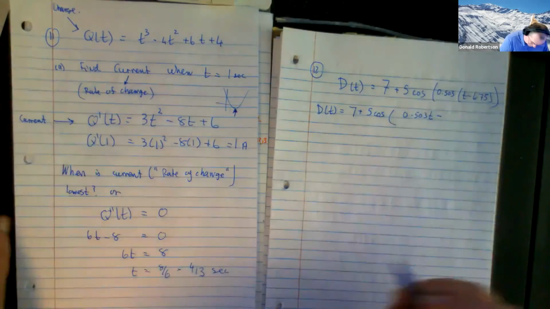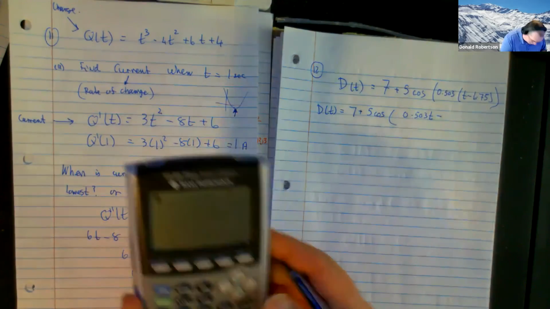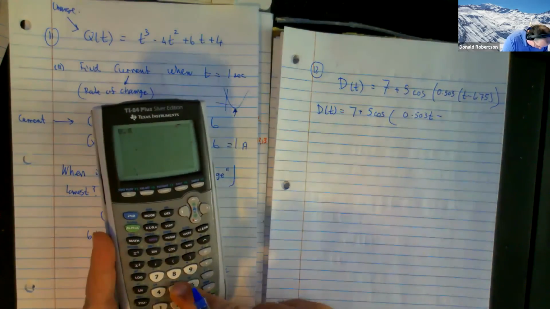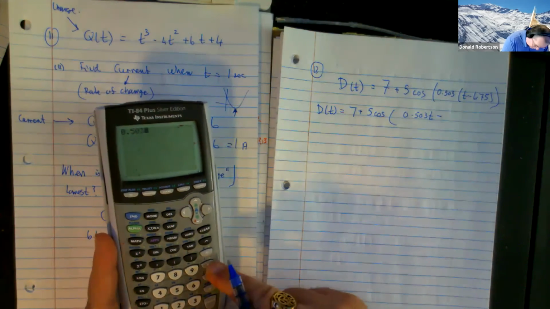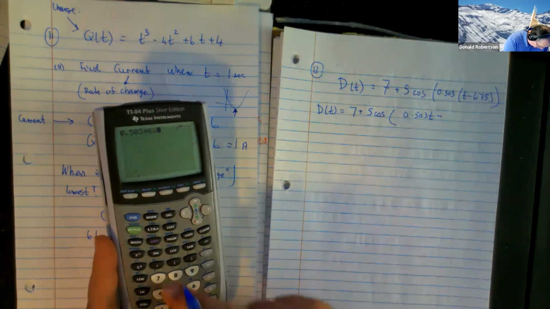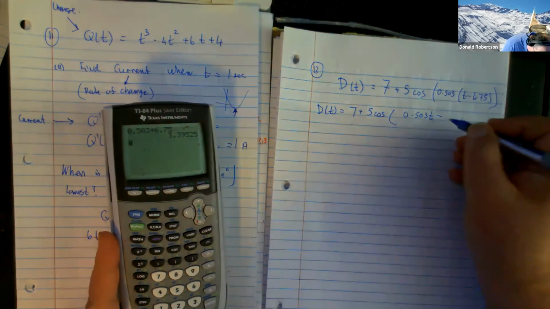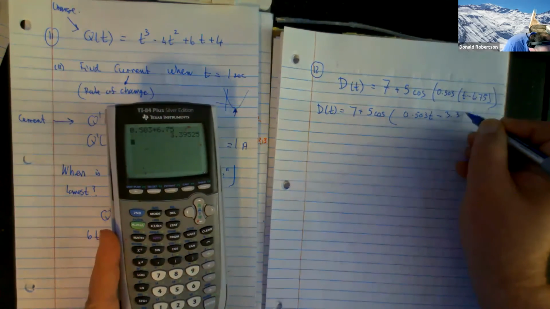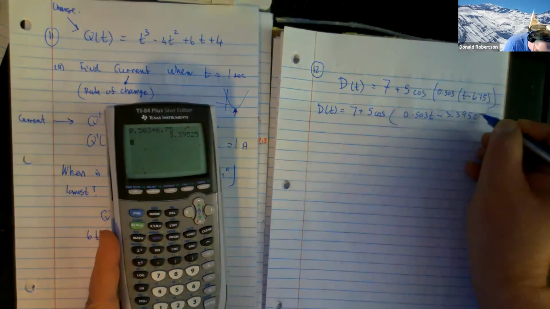And that times that is the ugly part. 0.503 times 6.75. So take away 3.39525.